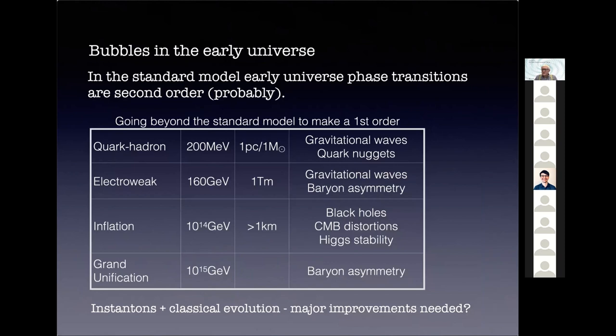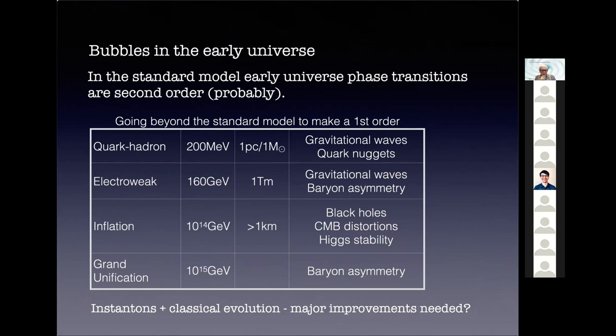The focus, I think, of our work in this consortium is to try and understand bubbles in the early universe, ultimately. But to be honest, most of the standard model phase transitions that would have taken place in the early universe would have been second order. However, the consequences of having a first order phase transition are so exciting that it's worth modifying the standard model a little bit and getting a first order transition. And that can lead to all sorts of exciting things.